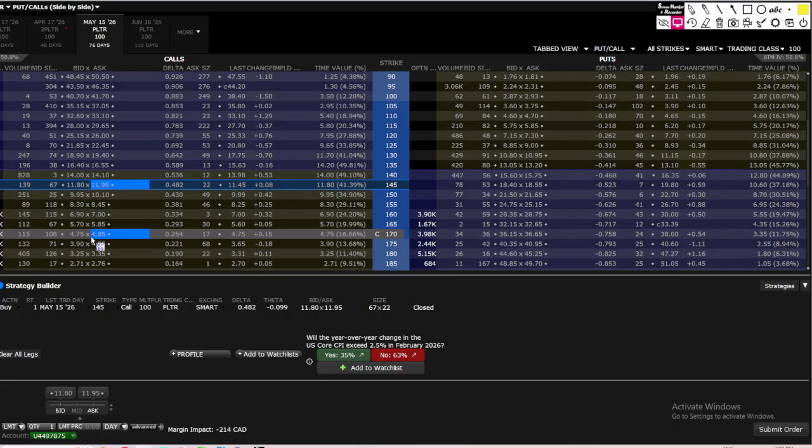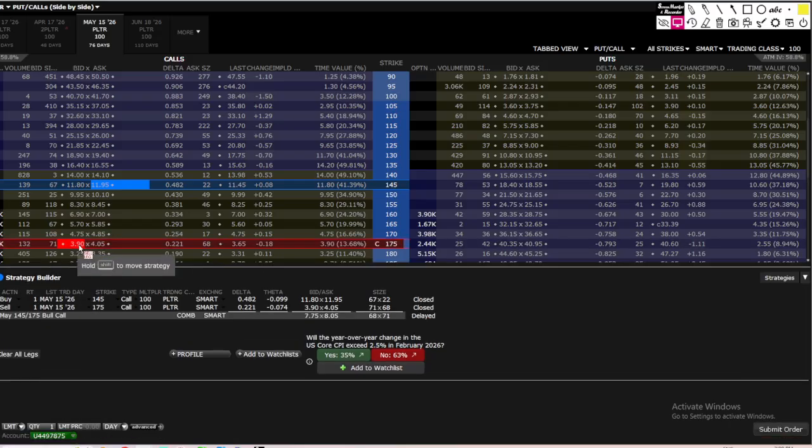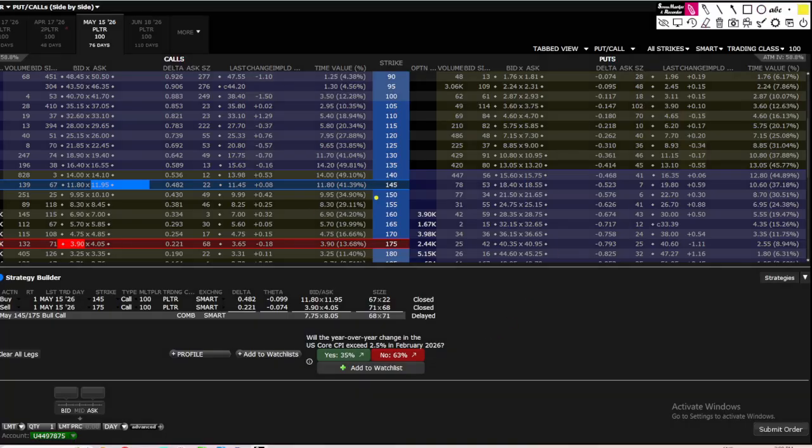to 175. A $30 spread, okay? If we do that, it's going to cost us $7.75, or let's say around $8, okay? So the cost is $8 and this is our maximum profit. So we have 30. Let's write it down here, guys. We have a maximum profit of 30. And if it costs us $8, you have to divide 30 by 8 and you get 3.7.